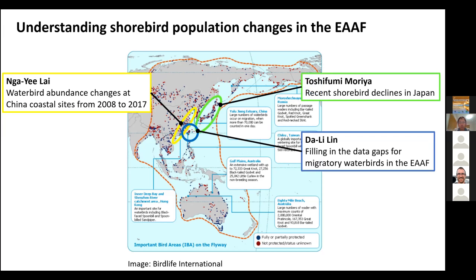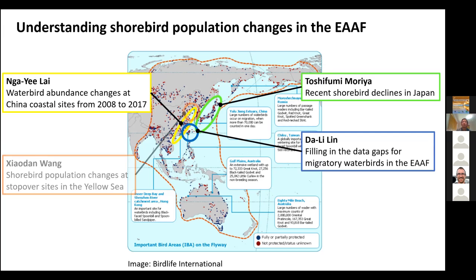Third, Toshifumi Moriya from the Japan Bird Research Association will be talking about recent shorebird declines in Japan. And finally, Xiaodan Wan from Fudan University will tell us what is happening to shorebird species in the Yellow Sea.